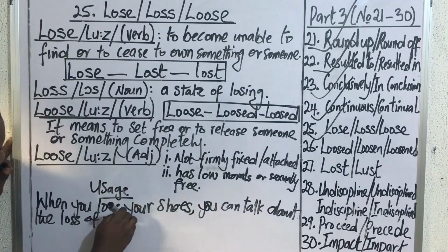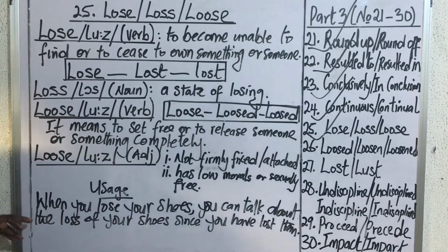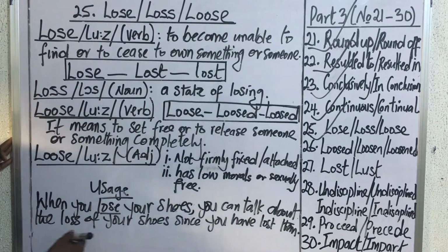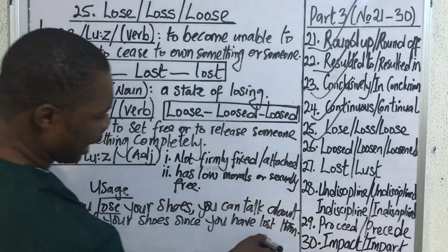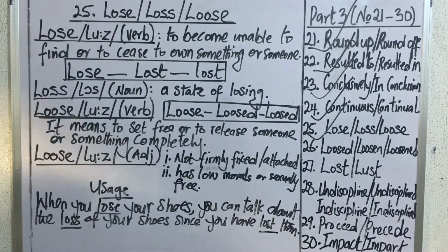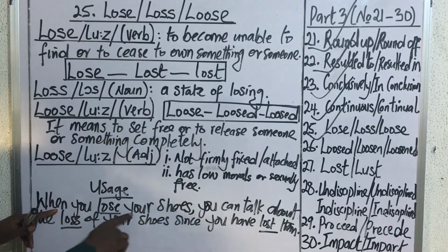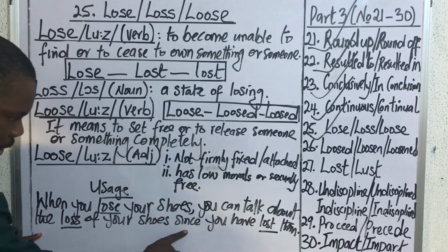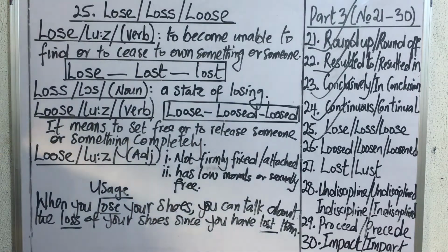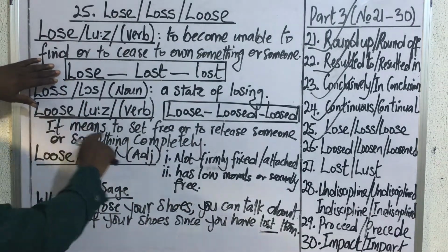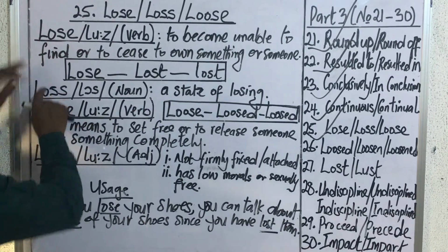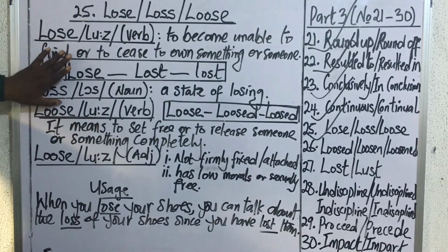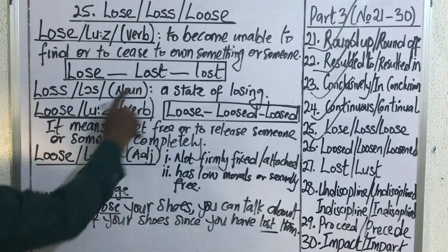So the first case is the case of using lose, and then we also have what? Lost, and then we have what? Loss. So this sentence reads, when you lose your shoes, you can talk about the loss of your shoes since you have lost them. So this is how to use lose, lost, and loss. We have used 1, 2, and 3 now. So we have used the 3 words together. That's lose, lost, and loss.